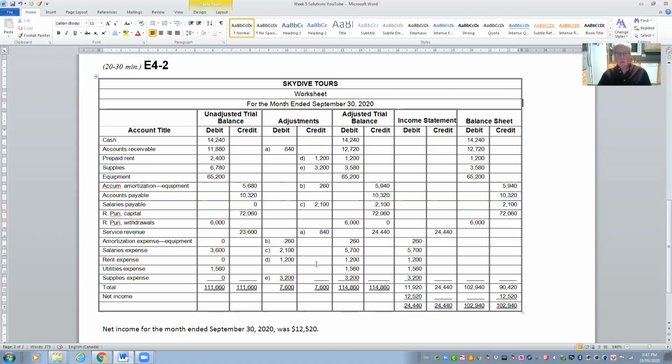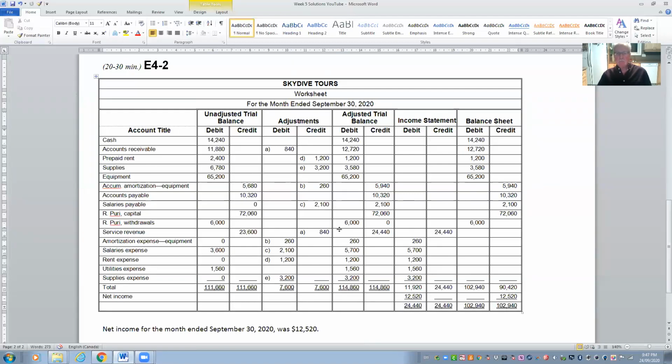Once you've done all these individual adjusting entries, we need to total up the debit and the credit column. We need to make sure they're in balance. No different than we start off with our unadjusted trial balance that was in balance. So when we add these columns up, we can see it is in balance, $7,600 each. We need to know that before we would move on forward.